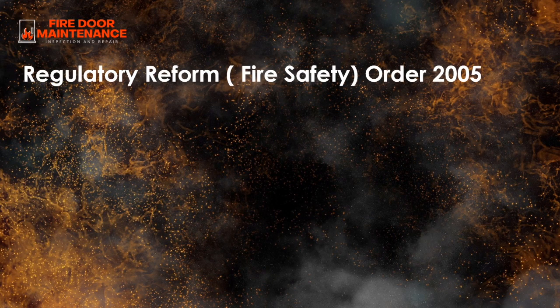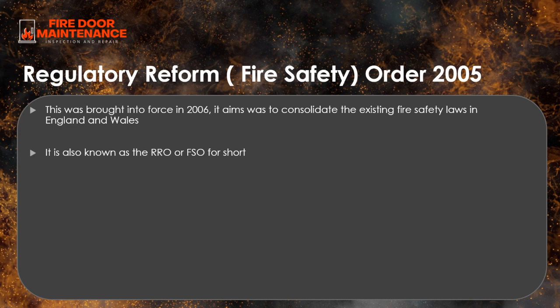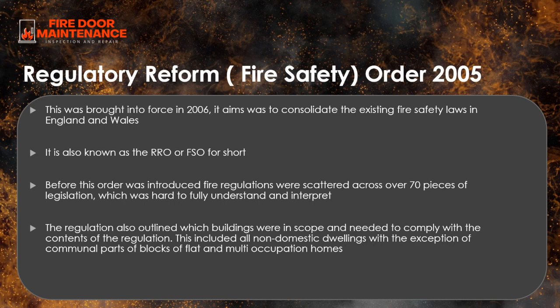So another piece of legislation you need to be aware of is the Regulatory Reform Order 2005, or the RRO. This Act came into force in England and Wales in 2006, and the overall purpose of this was to bring all previous regulations relating to fire safety under one regulation, rather than the 70 pieces of regulations that were in place at that time. These regulations apply mostly to non-domestic properties, but there are some exceptions to this. A small block of flats, for instance, would fall into the regulations, as would a factory or a shop.